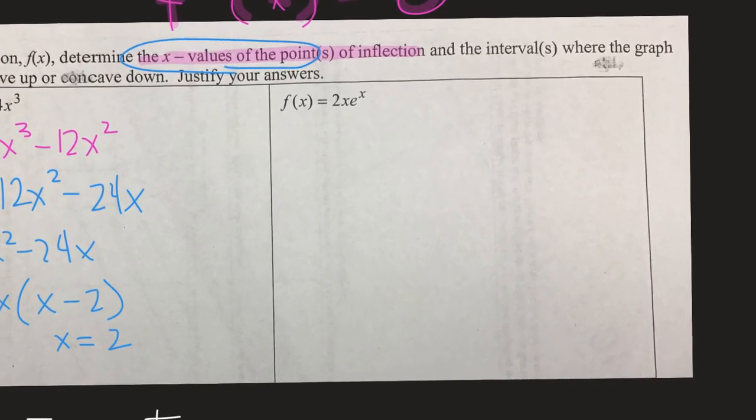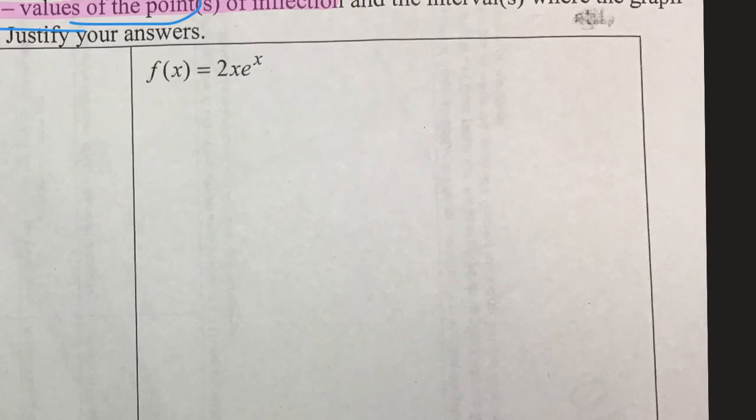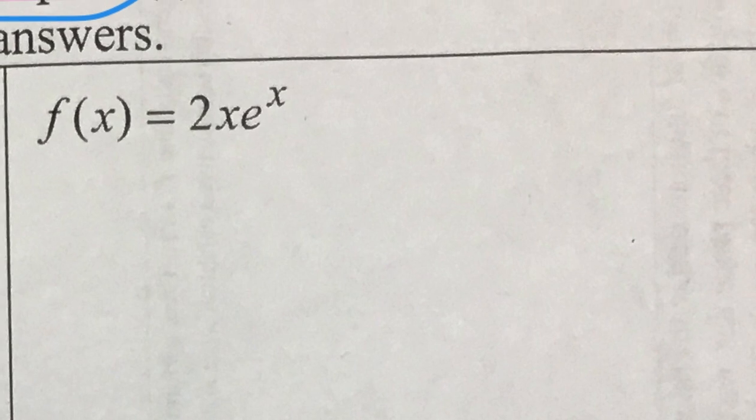So let's see if our brains can handle this. This one is not a polynomial. This is 2 times x times the function e to the x. So we're going to take the first derivative. We're going to have to use the product rule, right? So f is your x function and g is your e function. We're going to use the product rule, and 2 is just an innocent bystander.